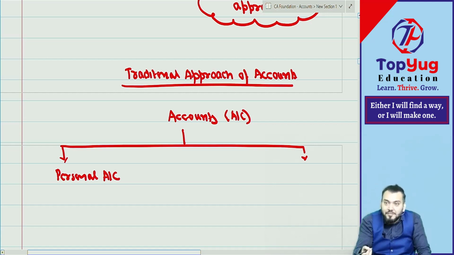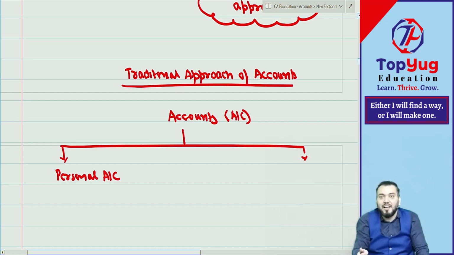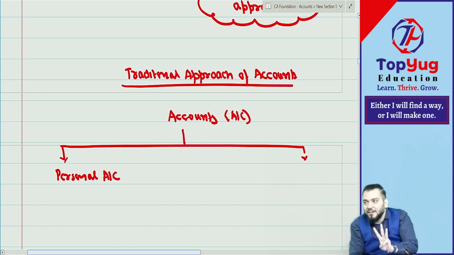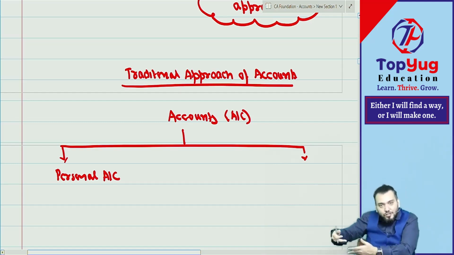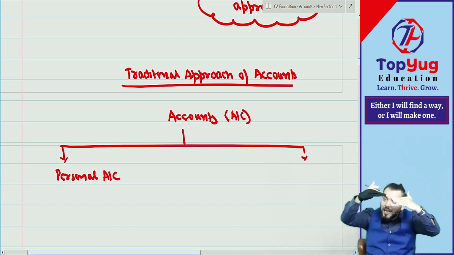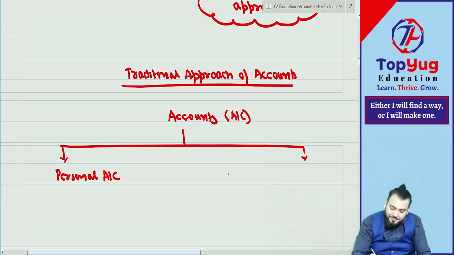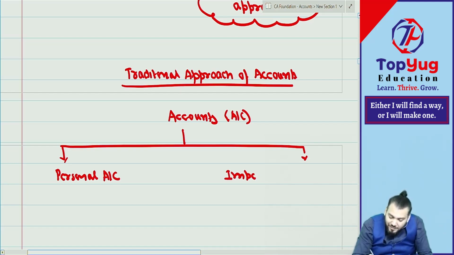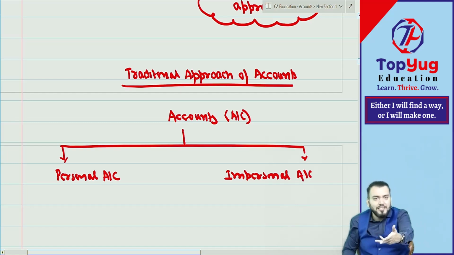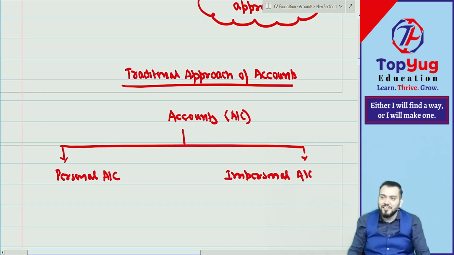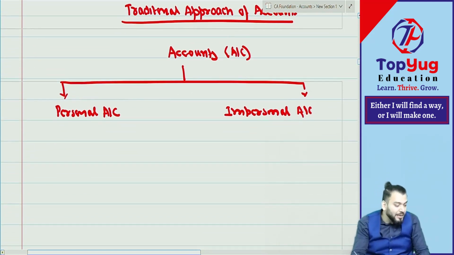And the second is what? Third. Impersonal account. I said two, then it becomes three, no? Actually, there are three. Impersonal can be real and nominal. So there are first two types of account, personal and impersonal. Are you able to understand impersonal account? Sometimes it becomes difficult once you know everything. Therefore, I have assumed that you don't know anything.